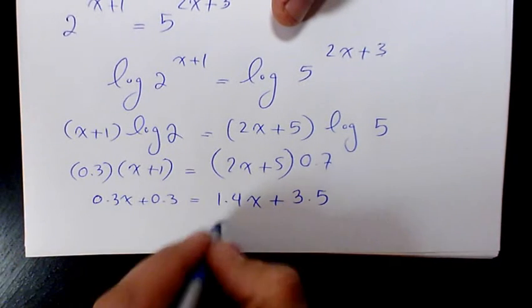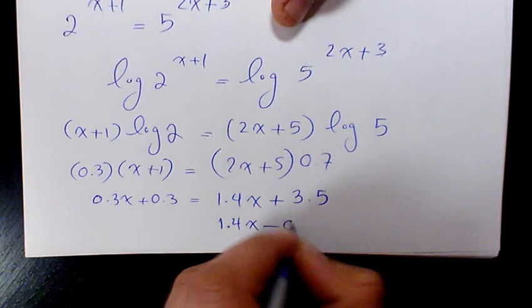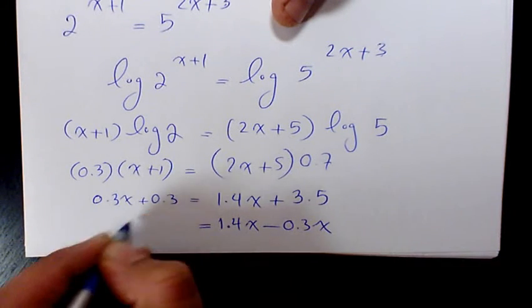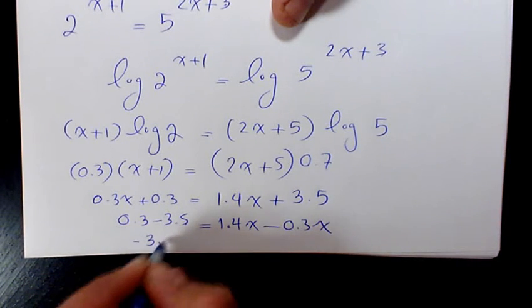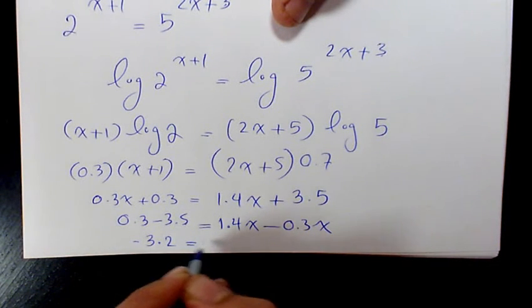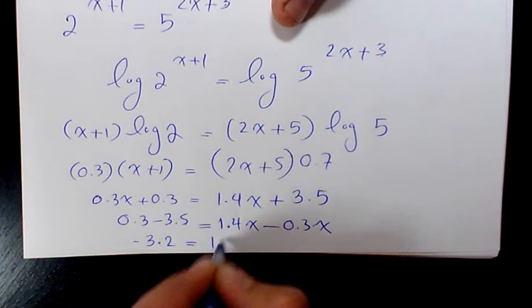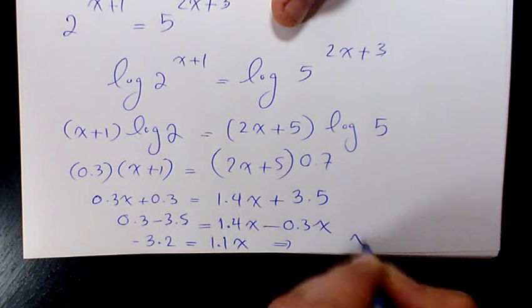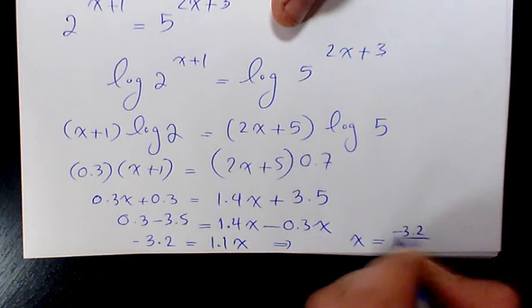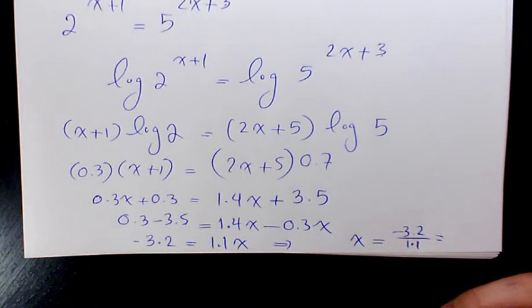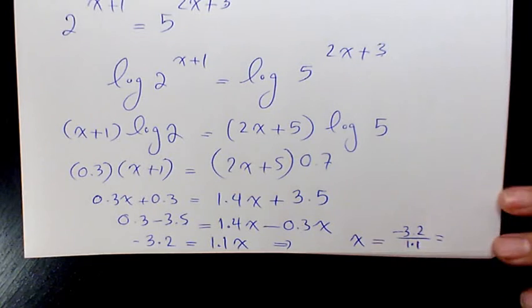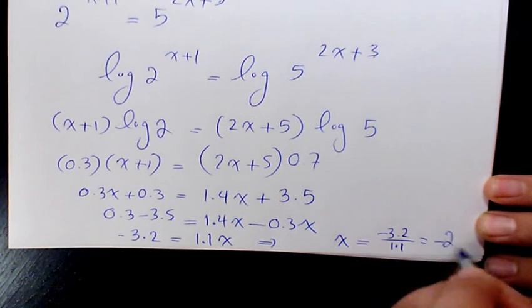So we have 1.4x minus 0.3x equals 0.3 minus 3.5, and we have negative 3.2 equals 1.1x. So x is going to be negative 3.2 over 1.1. And when you calculate it, it's going to be negative 2.91.